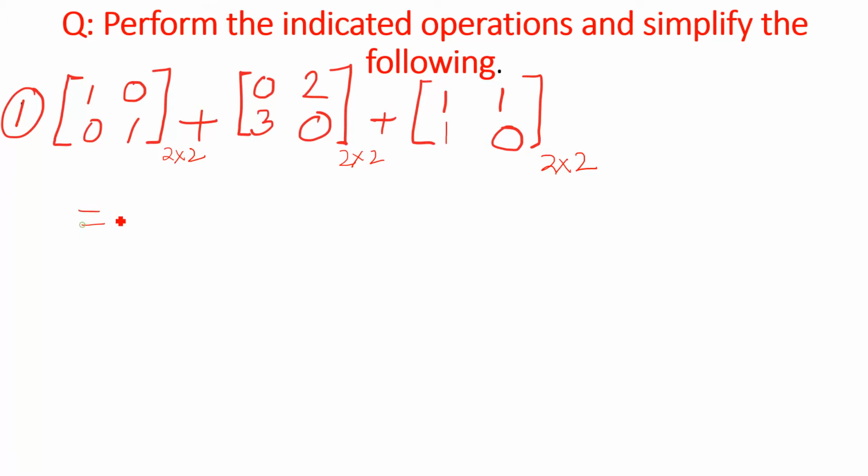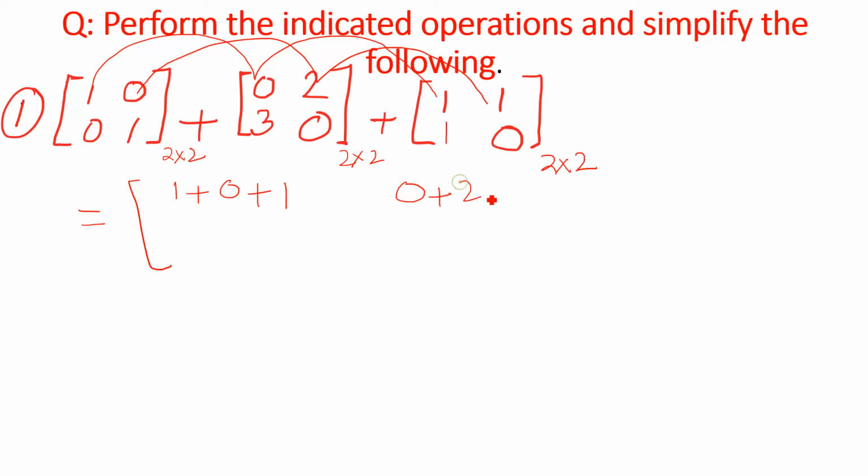So to solve it, we will add the corresponding entries. See, this is the first entry of this matrix. This is the first entry or first element of the second matrix. Similarly, this is the first entry of the third matrix. So these are the corresponding entries. You have to add these together: 1 plus 0 plus 1. And then second with second, so 0 plus 2 plus 1.